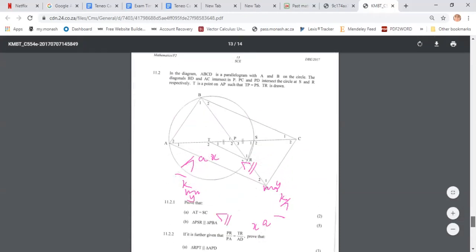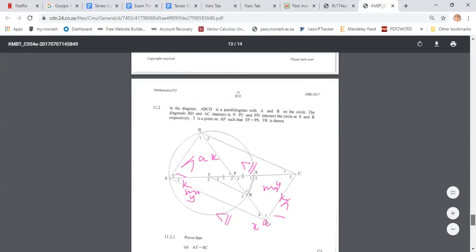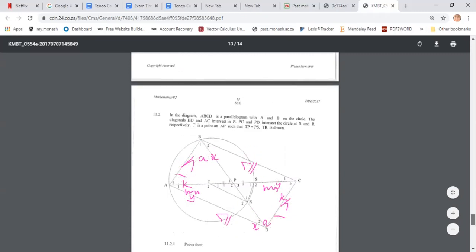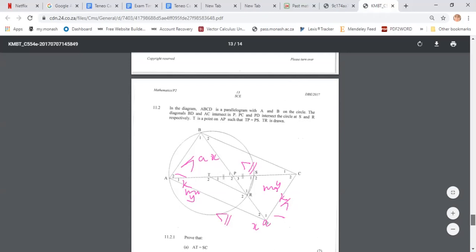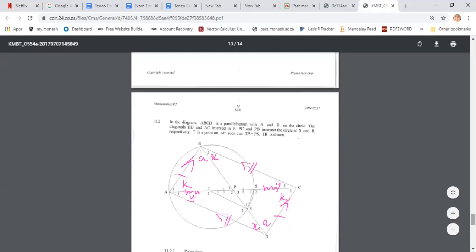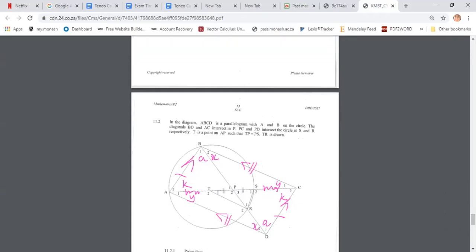All right, so what else did they ask? They said prove that triangle PSR, that little one, is similar to PBA. To PBA. PSR. Oh, okay. That's a nice question. There we go. Okay, so they want you to prove that this triangle is similar to that.